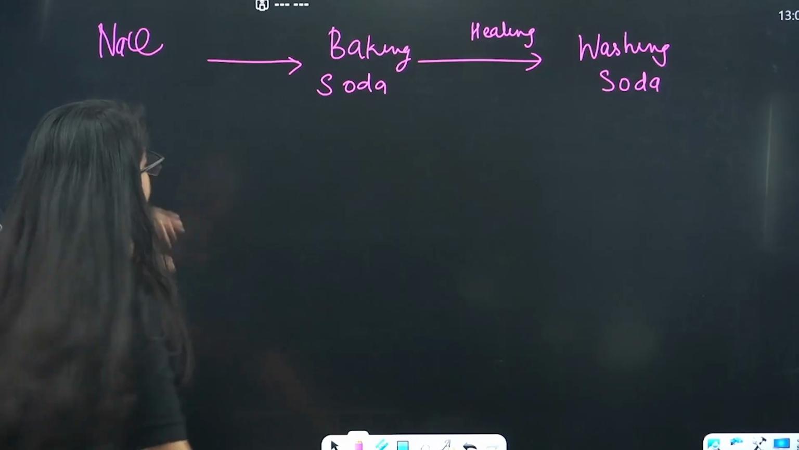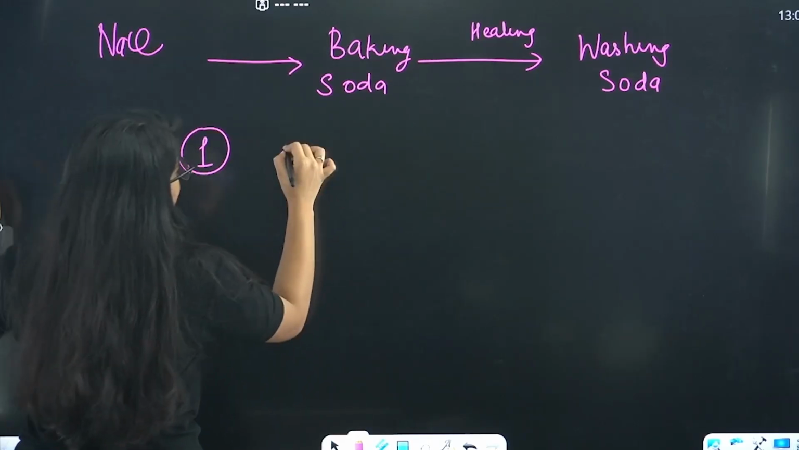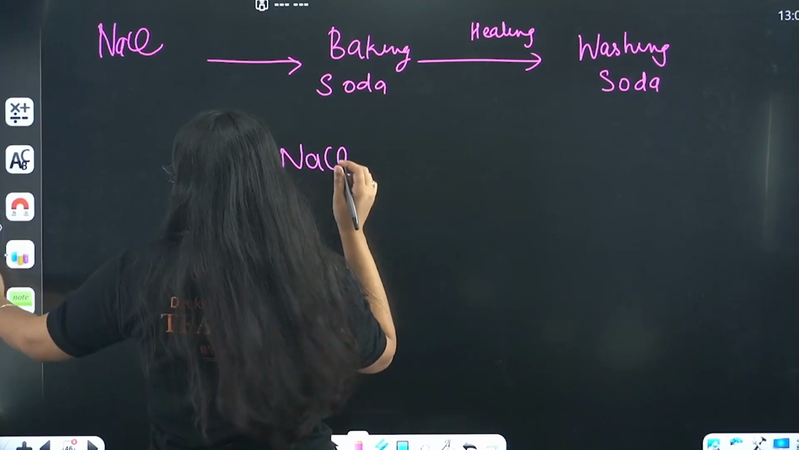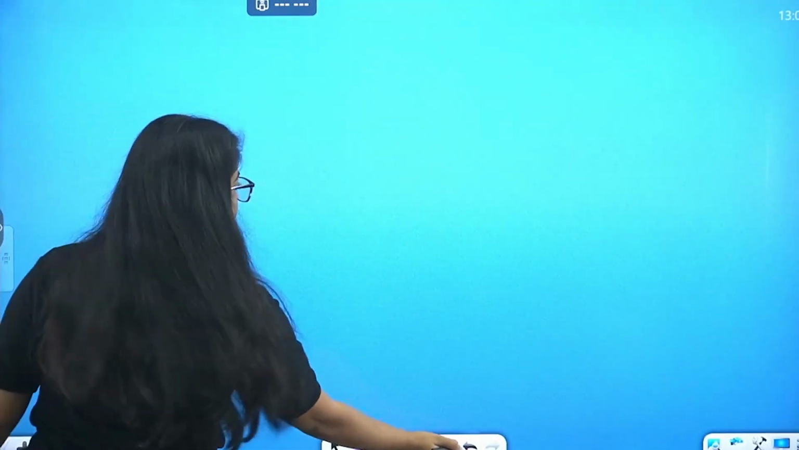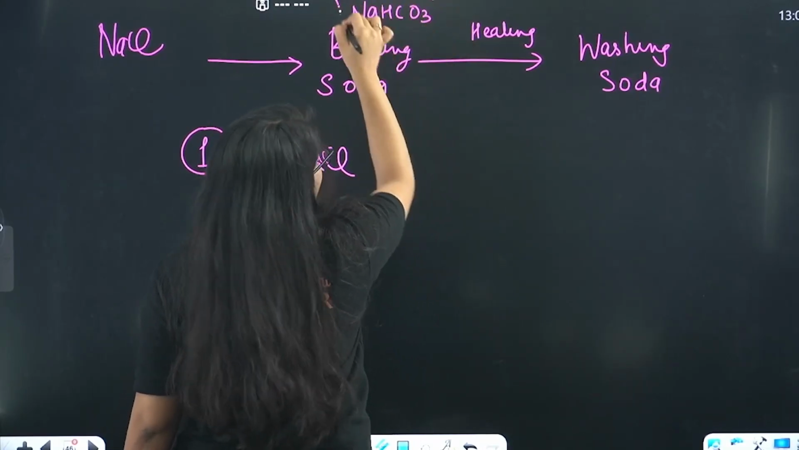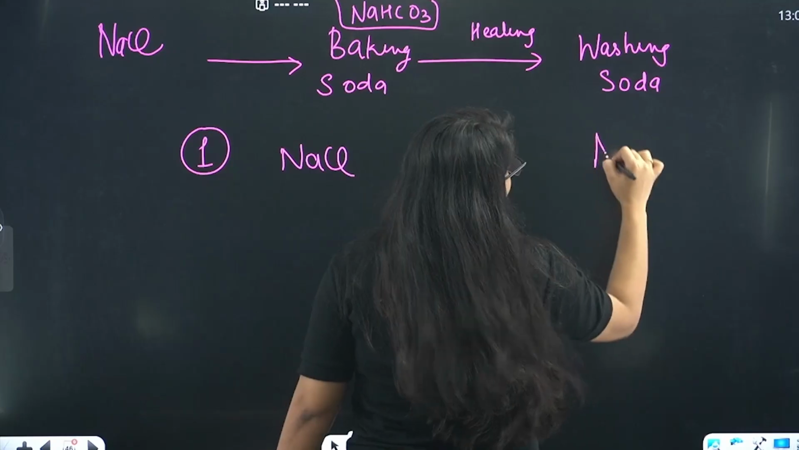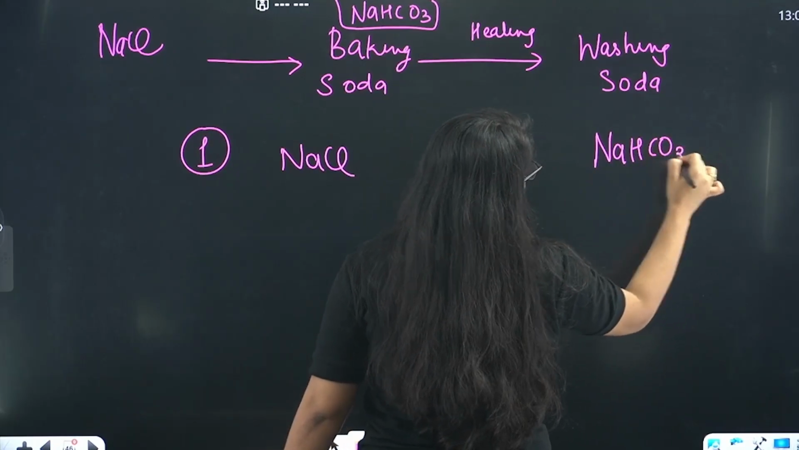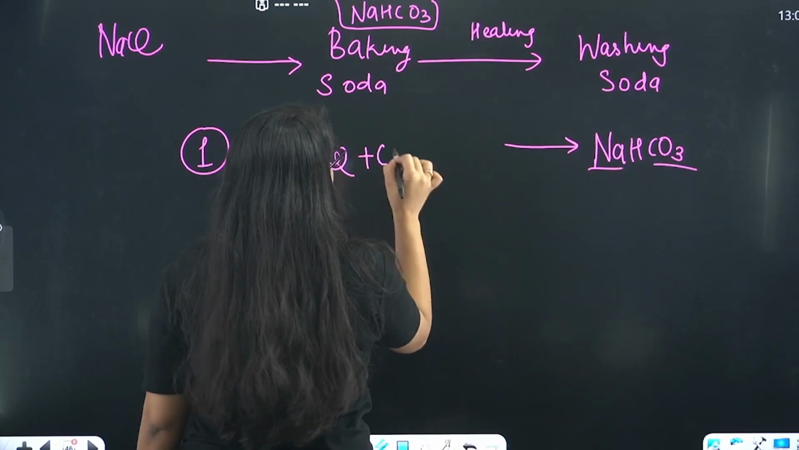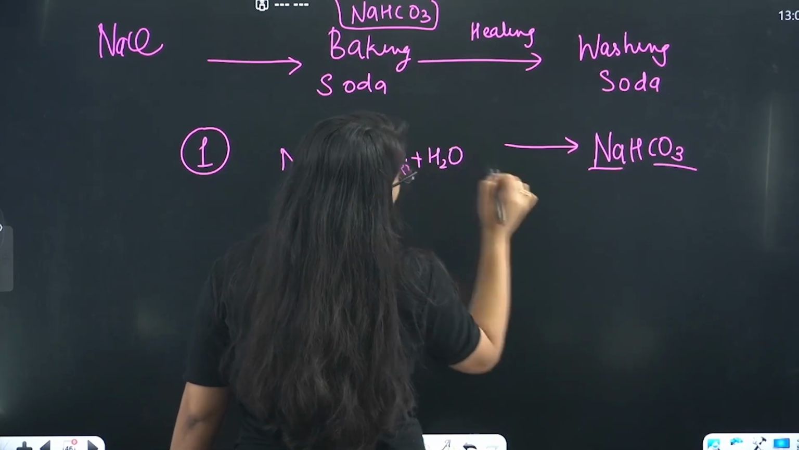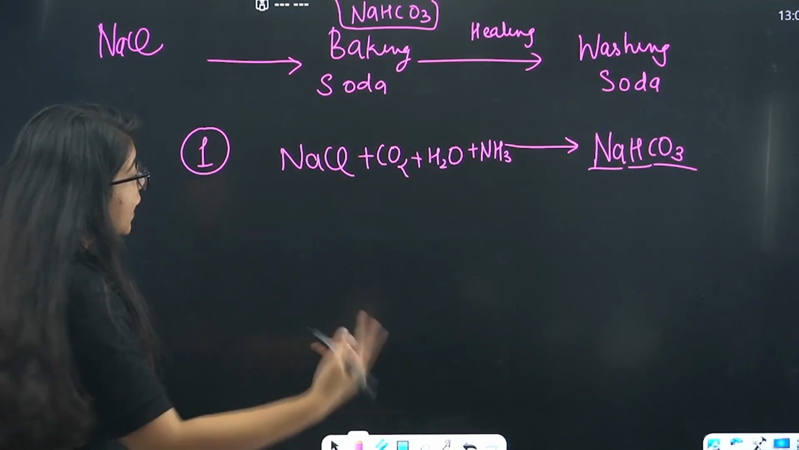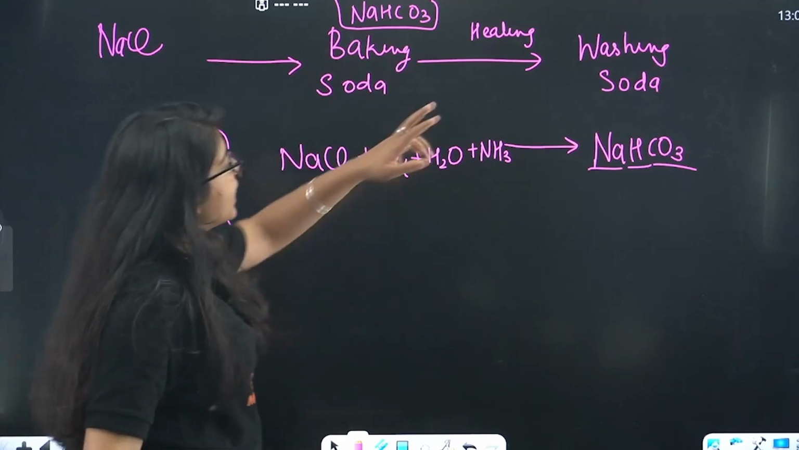Let's just write down the reaction. First is your NaCl to baking soda. So NaCl, what was baking soda? NaHCO3. That's the one thing you have to remember. Okay, so we want to get NaHCO3. We will get Na from NaCl. Carbonate we will get from CO2 plus H2O, and this H beta we will get from NH3. Understood?